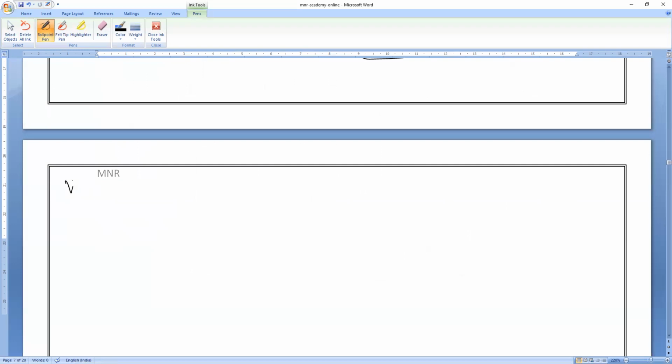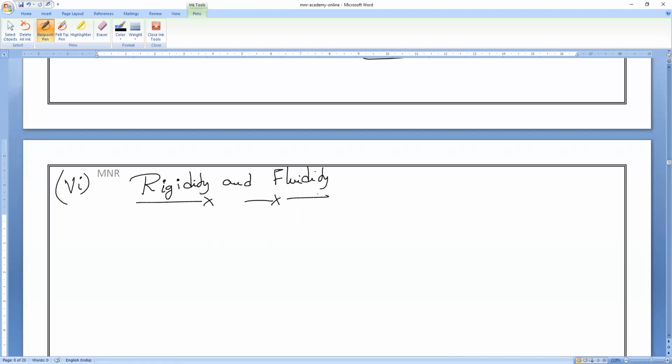Next property, the sixth one: rigidity and fluidity. Fluidity, yesterday also I taught you. What do you mean by fluidity? The flow, easily. Now you tell me, they are having rigidity? The particles are very far apart. So is there any particular shape for them? Shape means a rigid, solid structure. Is it having a perfect structure? No. Why? Particles are very far from each other.